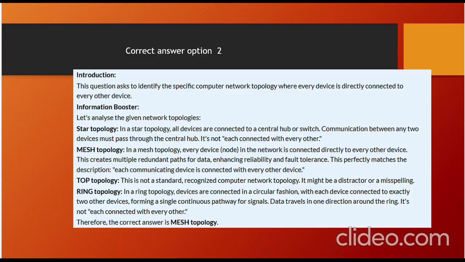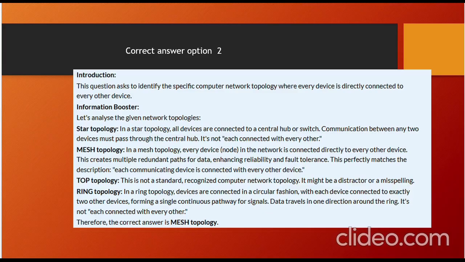Ring topology. In ring topology, devices are connected in a circular fashion, with each device connected to exactly two other devices, forming a single continuous pathway for signals. Data travels in one direction around the ring. It is not each connected with every other computer. Therefore, the correct answer is option 2, that is mesh topology.